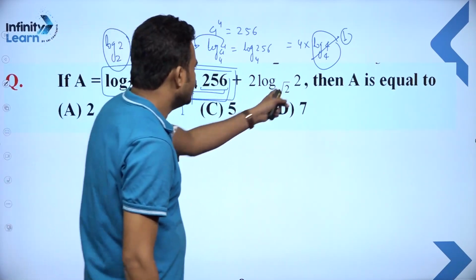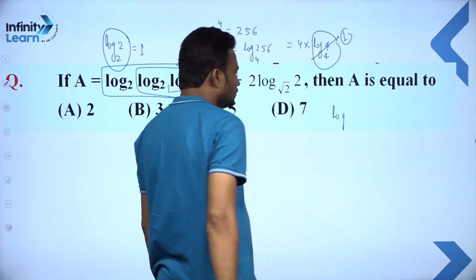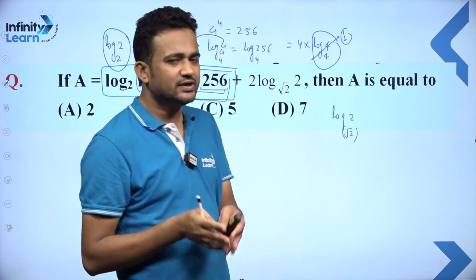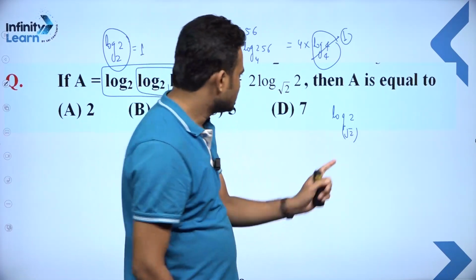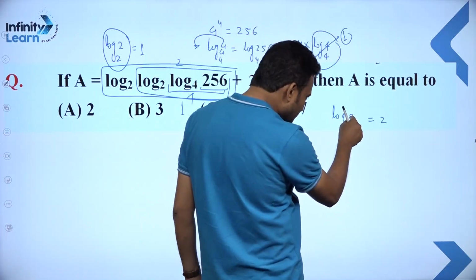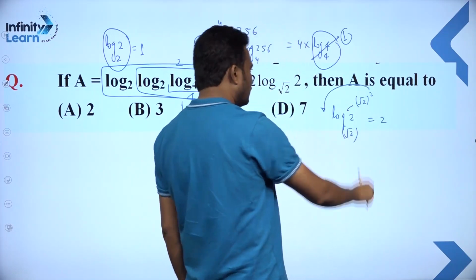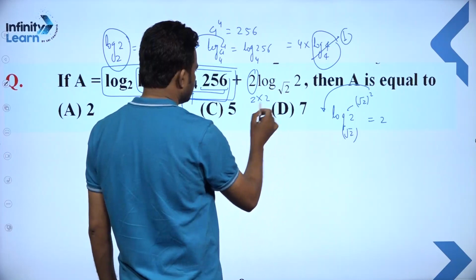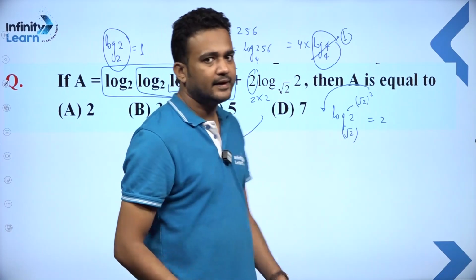Let us find the value of this part, that is log 2 root 2. So what is the value of log 2 root 2? So use the basic concept. What should be the power of root 2 so that the result is 2? So we know that the square of square root 2 is 2, right? So its value is 2, right, guys? Now how will we do this? This 2 can be written as root 2 square, and simply shift 2 here, then we will get log root 2 base root 2. So we will get 2, and again we have 2 here, so we will get 2 into 2, that is 4. So 1 plus 4 is 5. So the right answer is C option, right?